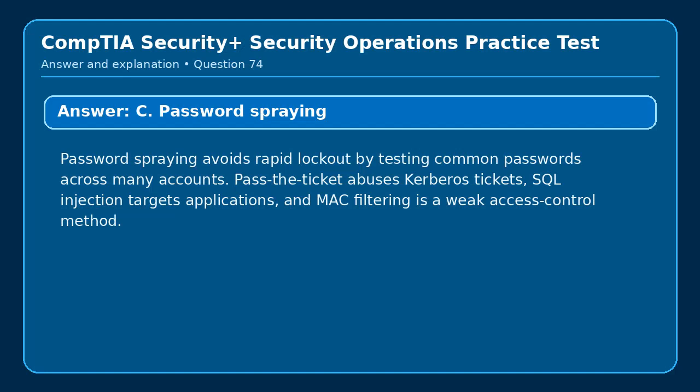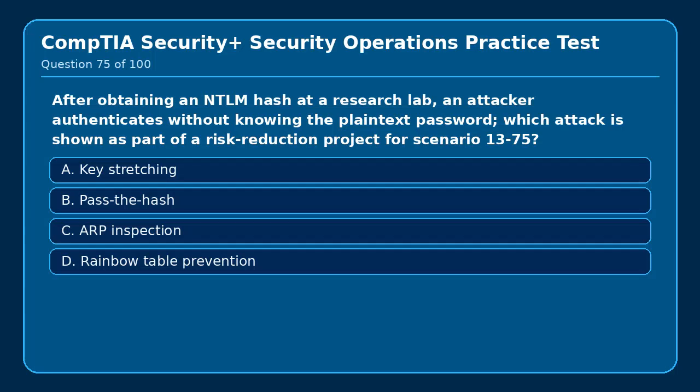Question 77. A web form at a hospital network concatenates user input into SQL queries. Which secure coding practice is best during a service reliability review for scenario 13-77? A. Hide error messages only after deployment. B. Allow every character without validation. C. Use parameterized queries. D. Run the database as a domain administrator. Take a moment to choose your answer.